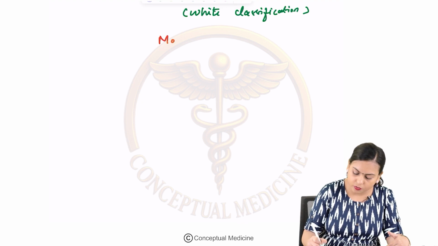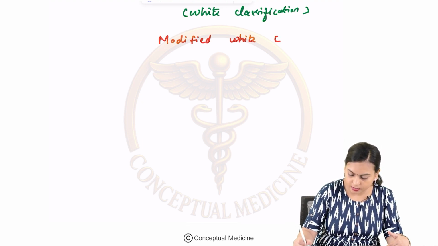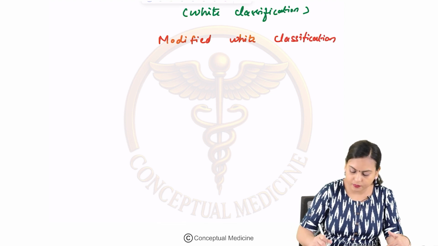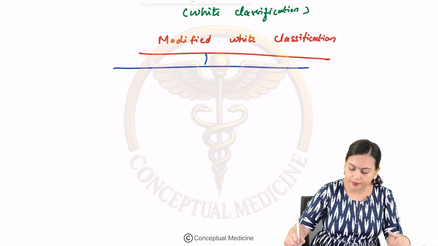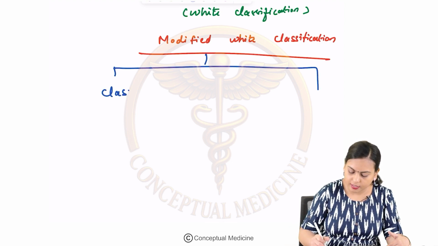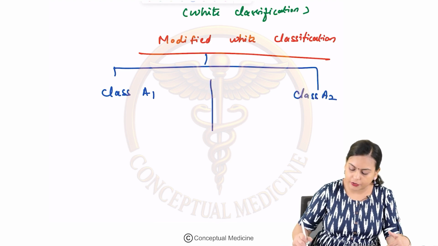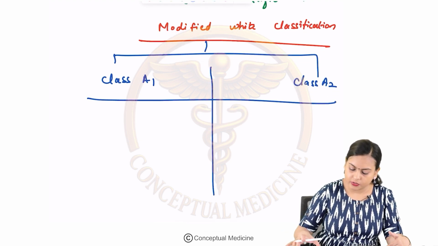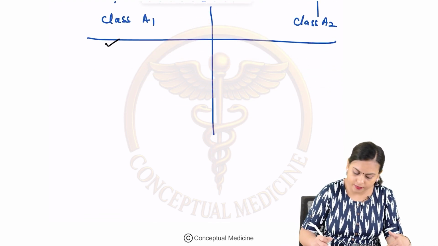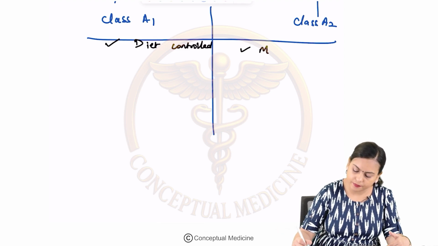Okay. So, modified White classification. We have two types, that is class A1 and class A2. Okay. So, class A1 is a diet controlled condition, whereas class A2 is a medication controlled condition.